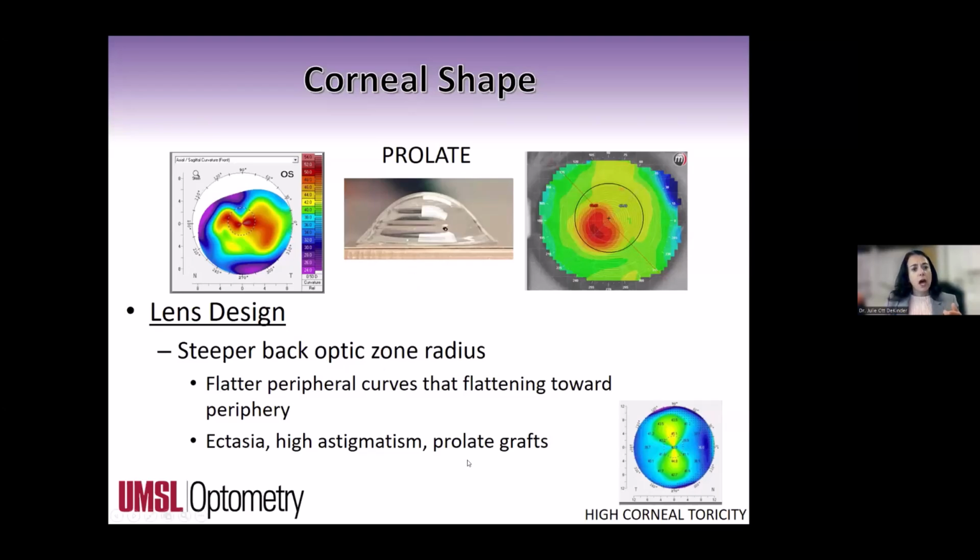Another one, high corneal astigmatism. That's going to be another one that's rather prolate. We're going to talk a little bit more about some issues that can come up if there's too much corneal astigmatism, but that's also going to be prolate. So if you're fitting one of these for a high astigmat, I would think about using a prolate design. Or if I have an ectasia, corneal ectasia, keratoconus, we were talking about that, but also a graft that's actually prolate as opposed to being oblate.